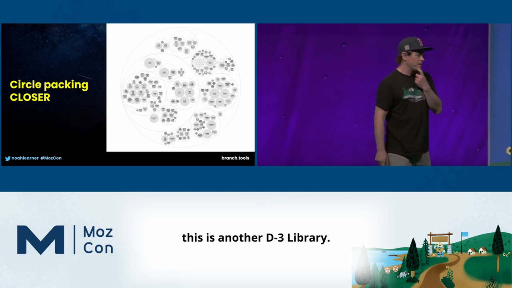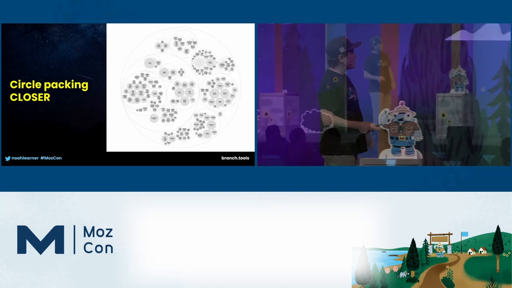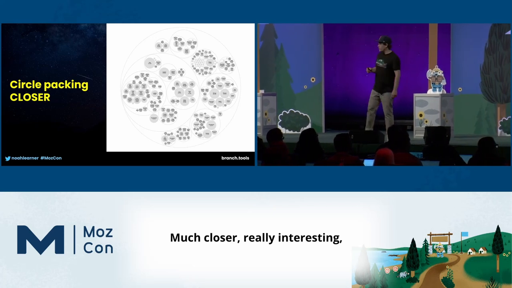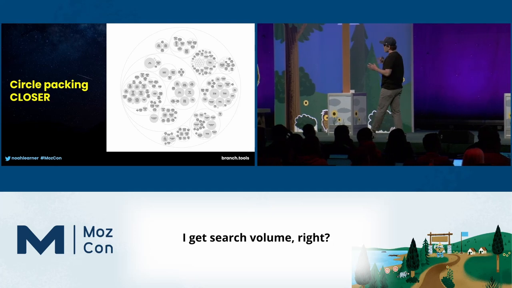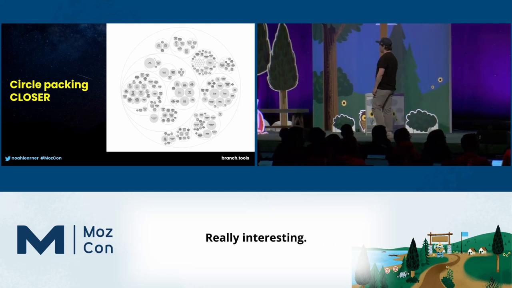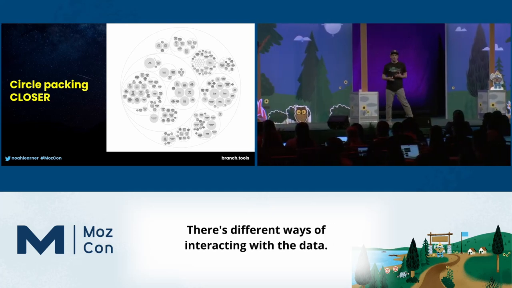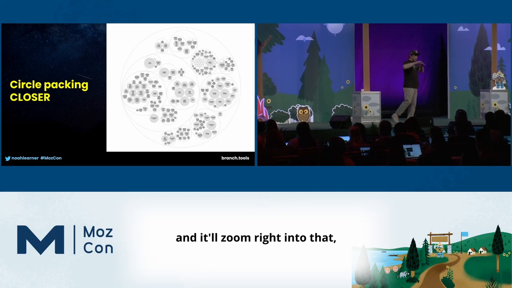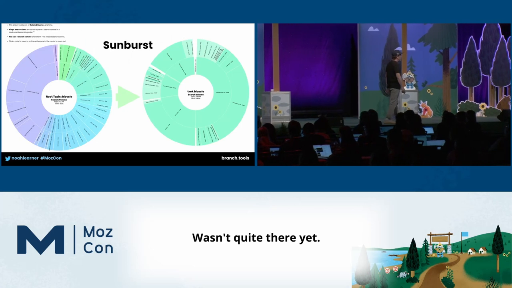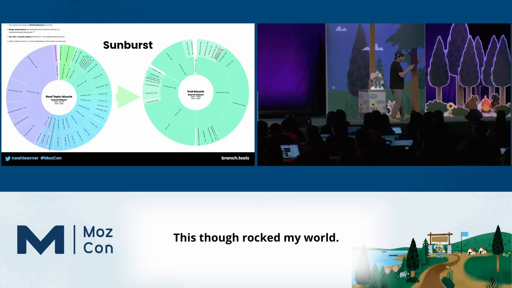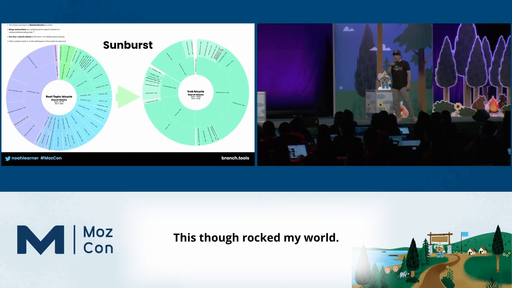Circle packing. This is another D3 library. Much closer, really interesting. I can get a sense of scale. I can see big topics, smaller topics. I get search volume, right? Really interesting. There's different ways of interacting with the data. So you could click into one thing and it'll zoom right into that, which is really interesting. Wasn't quite there yet. This though, rocked my world.